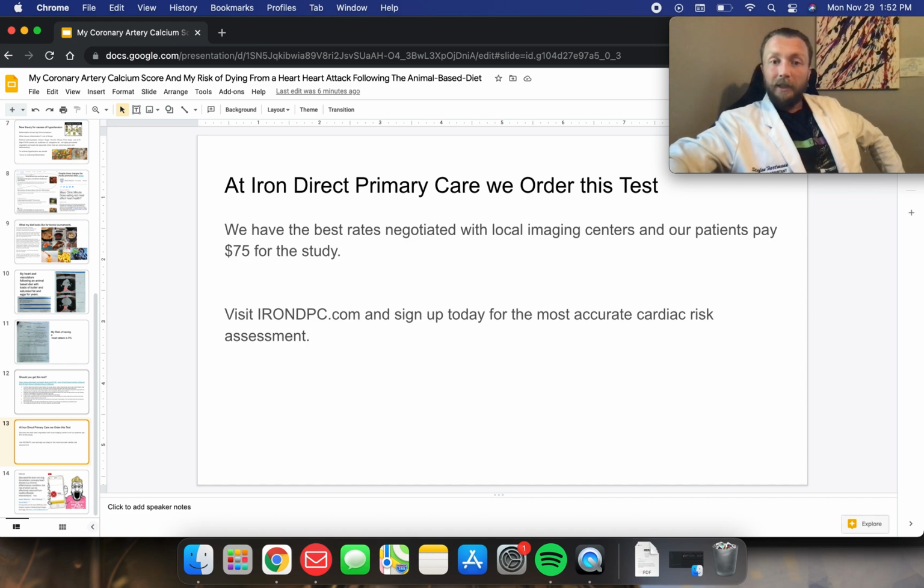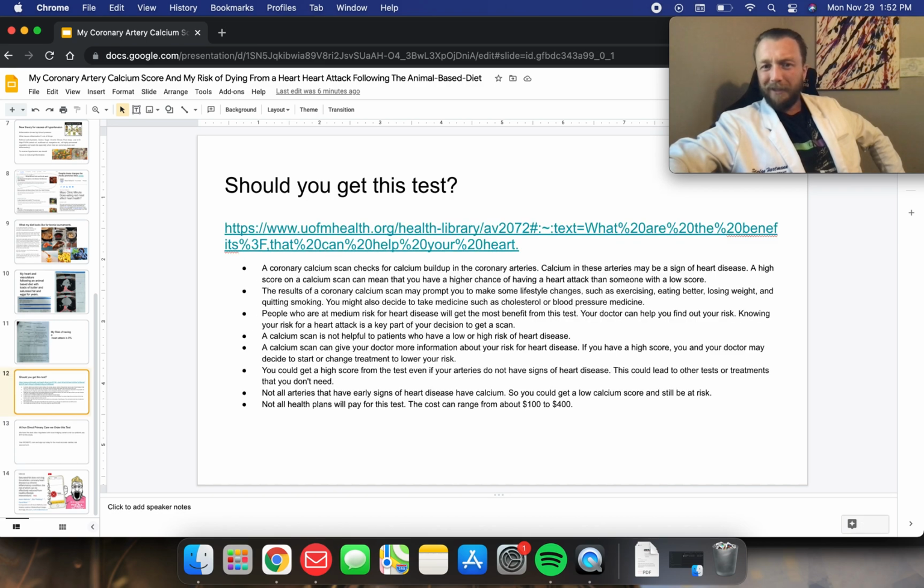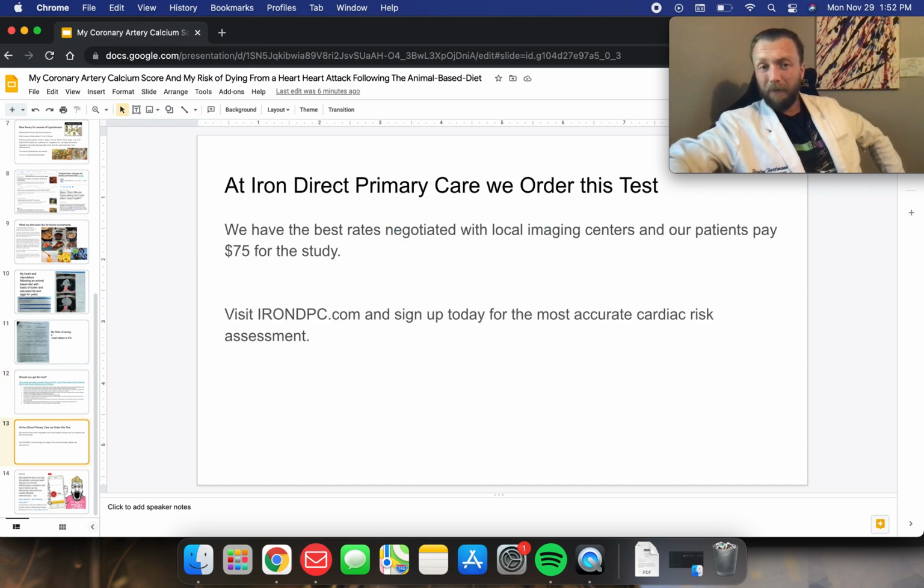At Iron DPC, we can order this test, $75. Insurance typically doesn't cover it. As you see here on this website, it's $100 to $400 elsewhere. We got it for $75 here. You come to Iron DPC, we'll order this test.